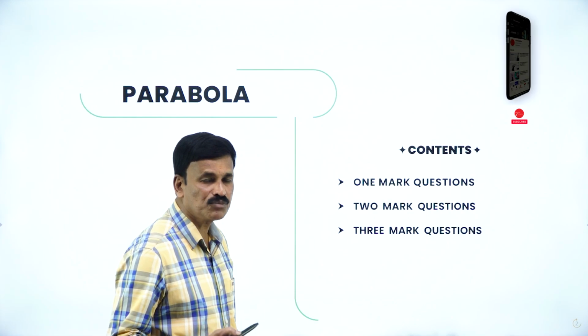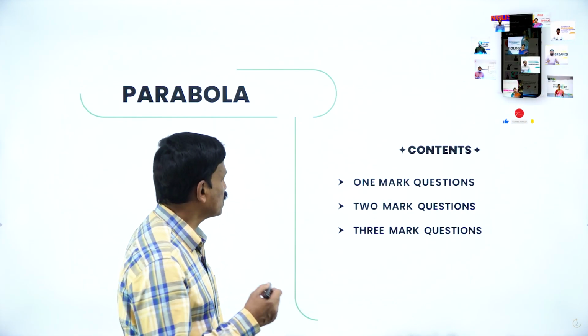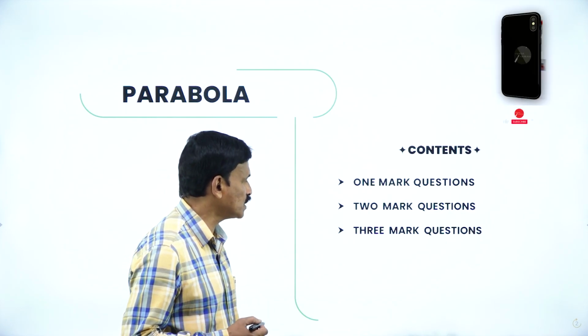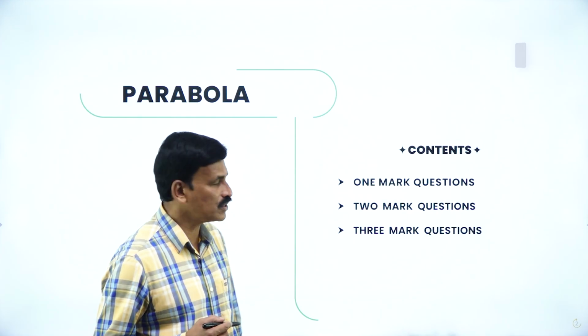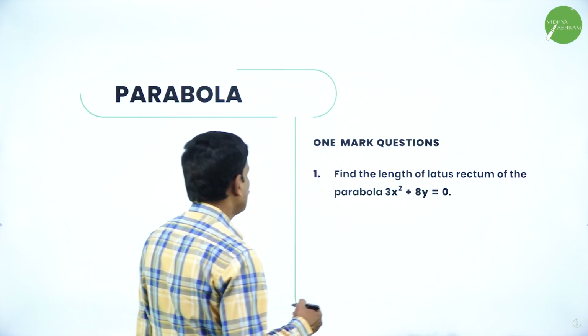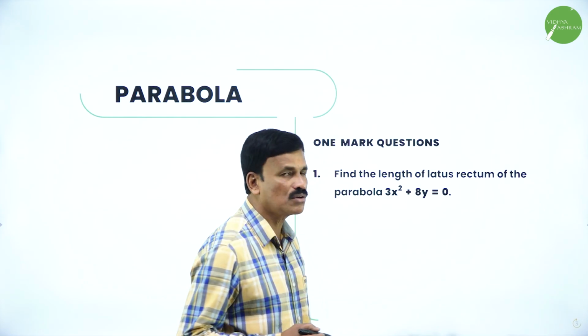In this section, I am going to discuss regarding 1 mark, 2 marks and 3 marks questions. So usually, you will expect one 1 mark question, one 2 marks question and one 3 marks question from this concept. Right. Now move on to the 1 marker question first. Find the length of latus rectum of the parabola 3x square plus 8y is equal to 0.